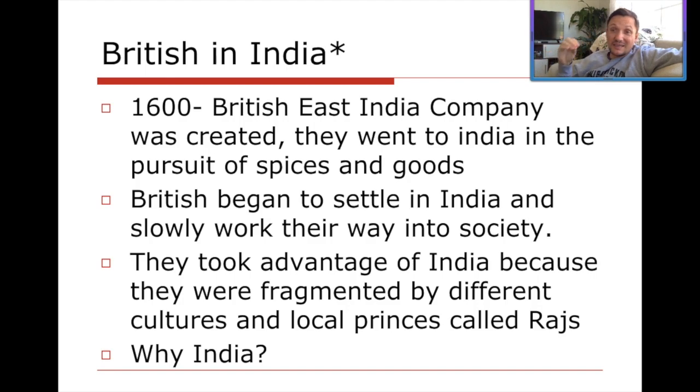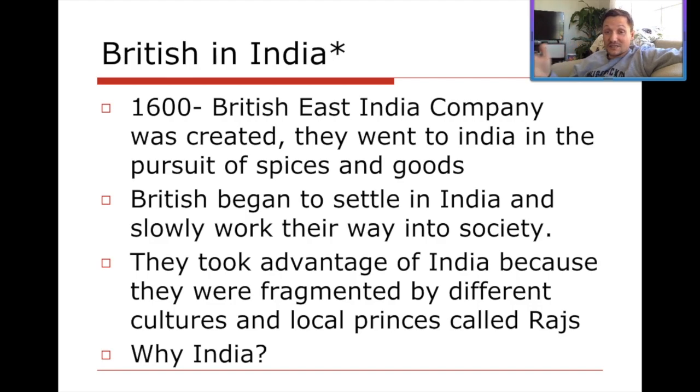Now, the British are going to begin to settle into India at port cities only and slowly start working their way into society. This was never a direct rule by the British yet. This was a rule by their company, the British East India Company. They would set up in port cities and establish small provinces, and they would take advantage of India by signing treaties and documents with local princes. These local princes were called Rajas.